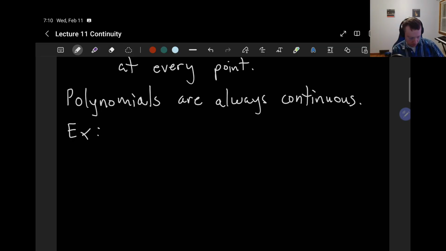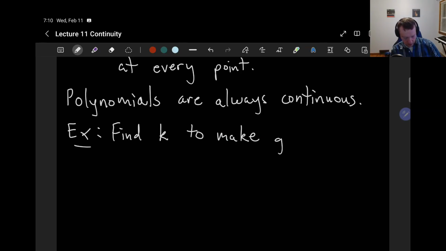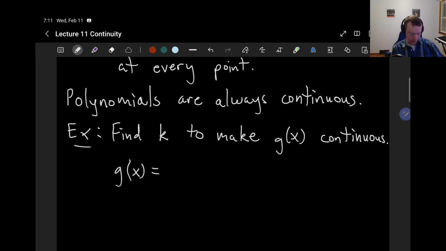Now, for a challenge problem, we want to find some number k to make g of x continuous. And here's g of x. We're going to set it up as piecewise, just defining it in separate parts or pieces.